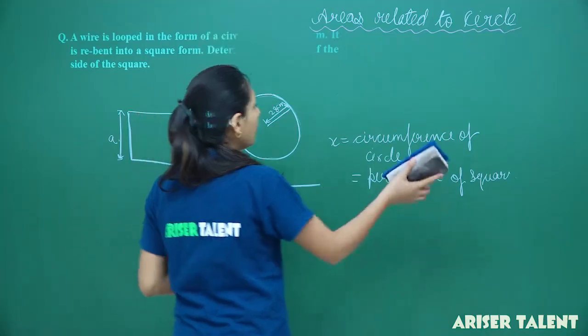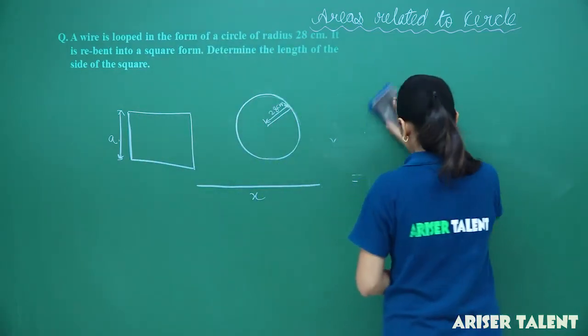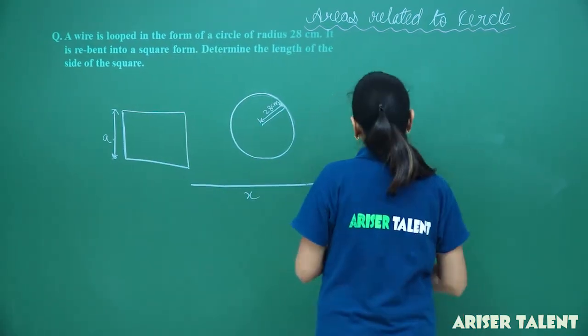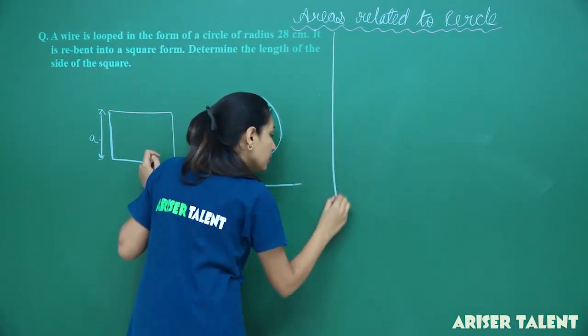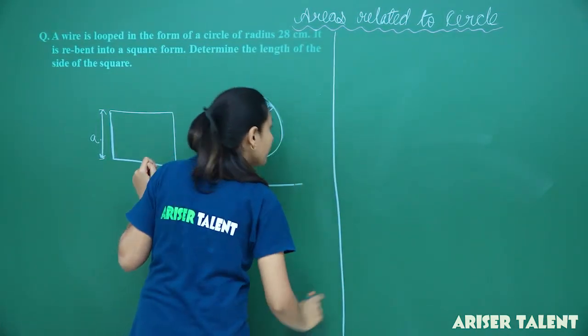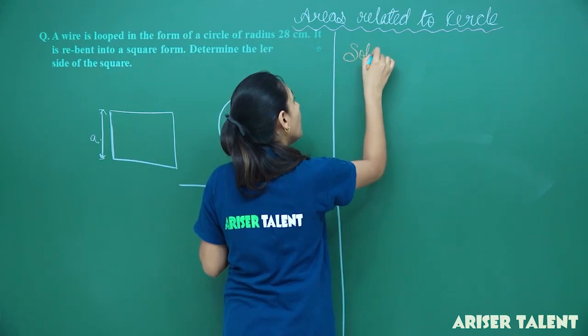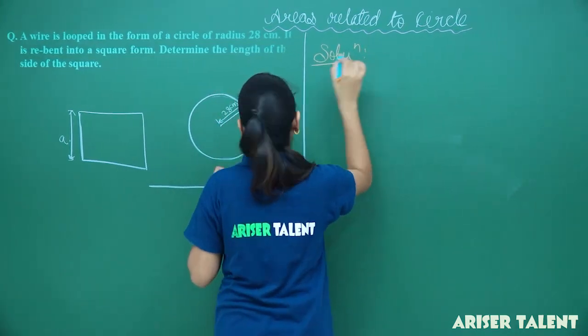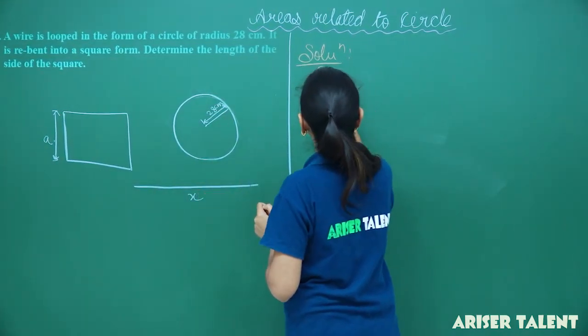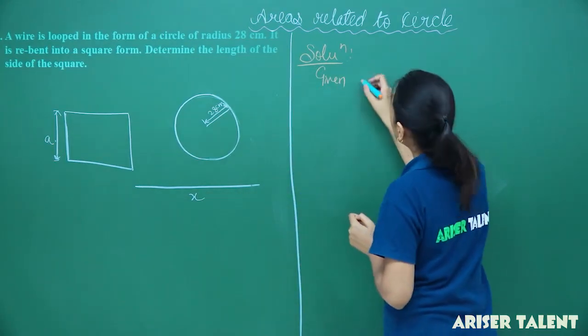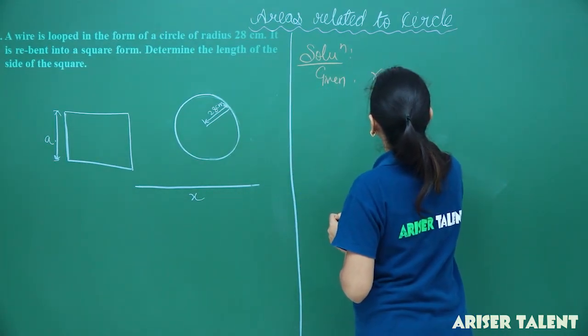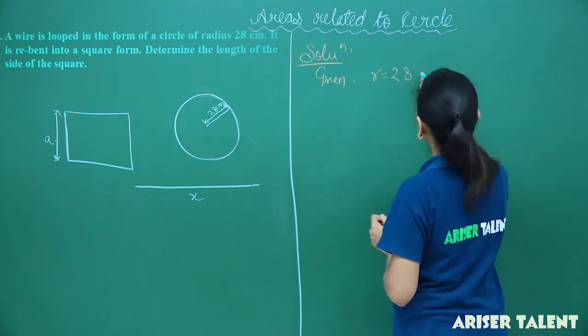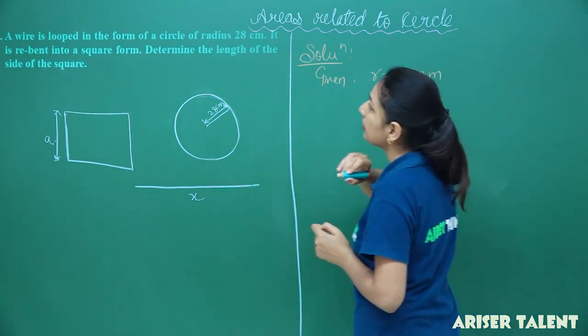So what I'm going to do, I'm going to solve it here, students. I'm just parting it. So we're going to solve our question right there. Given is what? Radius, that is radius of circle, equals 28 cm.